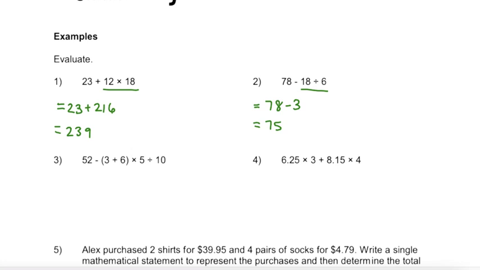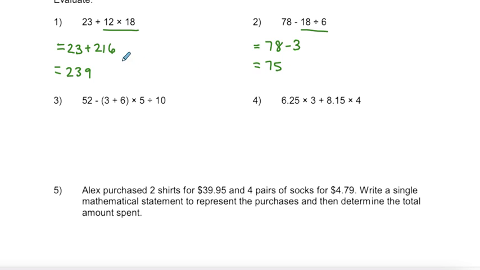For example number 3, I have to do what's inside of the bracket first. So I'm still writing my 52 out front, take away, and 3 plus 6 is 9, times 5 divided by 10. From here, I need to do my multiplication first because that is the first out of the division and multiplication in order from left to right.